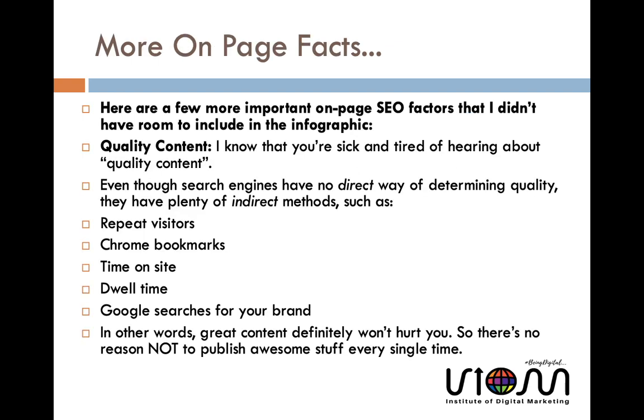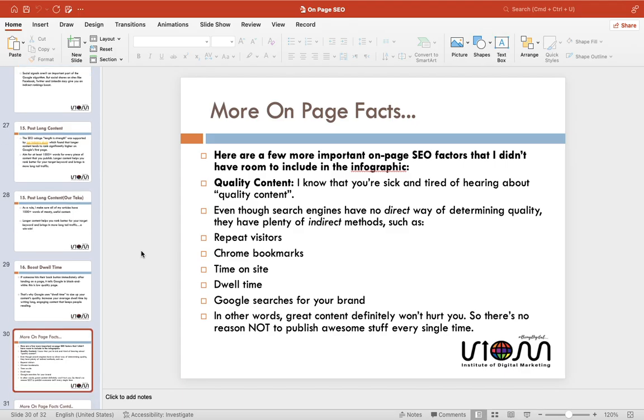Okay, so these are more facts. Google always says that our content quality should be good. So how will Google get to know whether your quality is good? By repeated visitors, how many people are repeatedly coming to your website. Then Chrome bookmarks. Now Chrome is a browser, right?